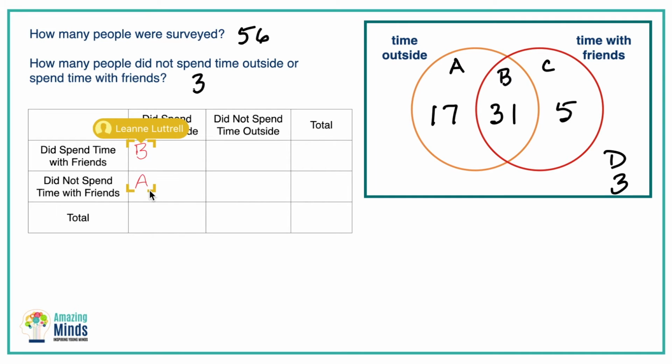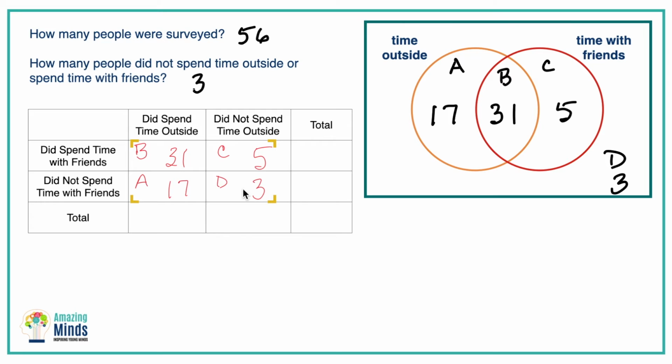So that's A. So I can go ahead and say this is 31 and this is 17. And what about did not spend time outside? So they're not in this circle, but they did spend time with friends. Where would that be? So hopefully they will see, okay, well, that's C. And did not do either. They weren't outside. They didn't spend time with friends. That's D.